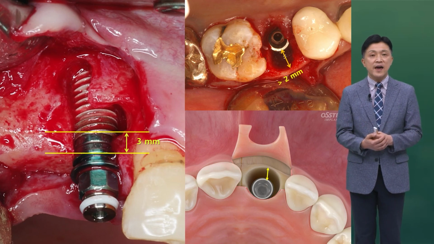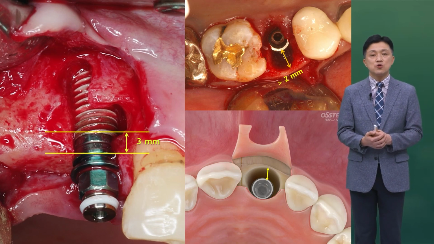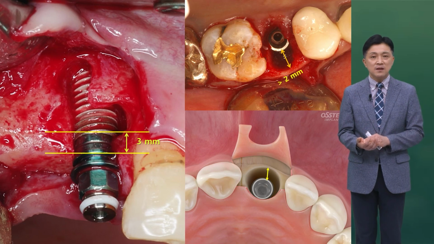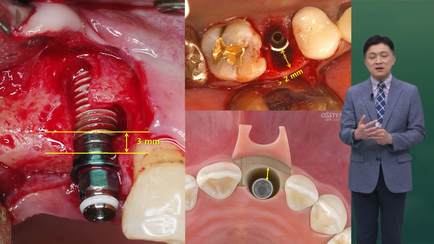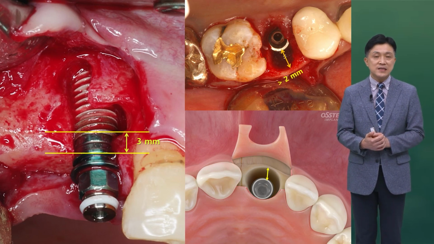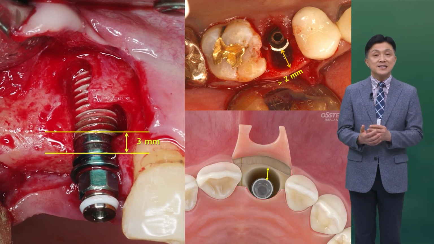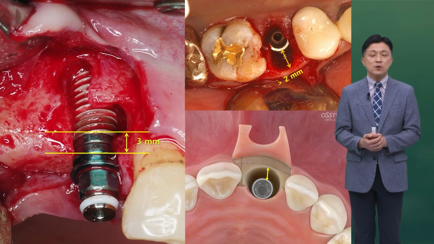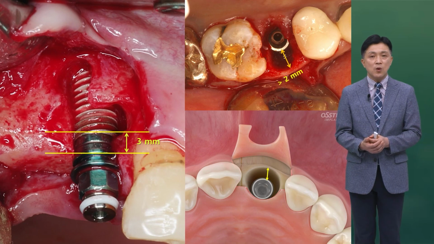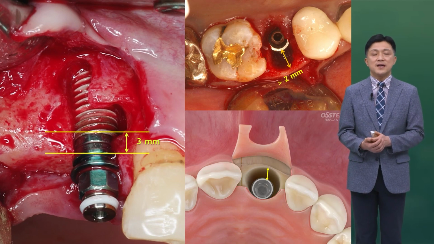From the outer surface of the implant to the labial plate's outer surface, if the distance is below 4 mm, you need to do internal socket graft as well as external socket graft. If it is over 4 mm, you can just do internal socket graft and there will be no major problems.